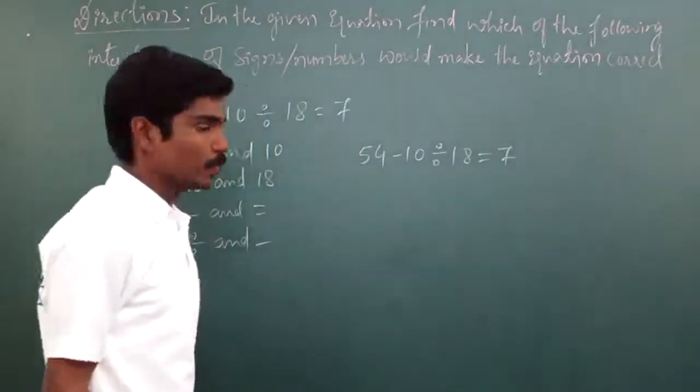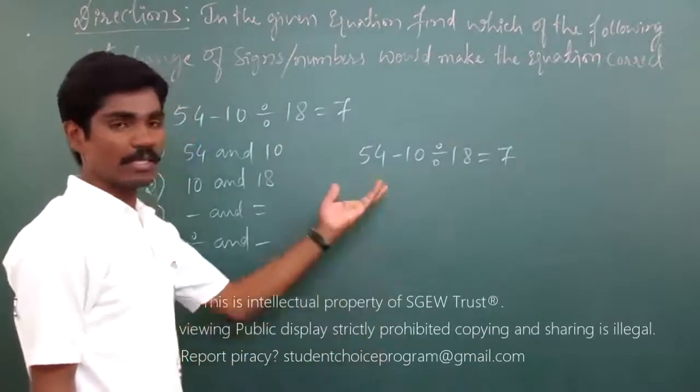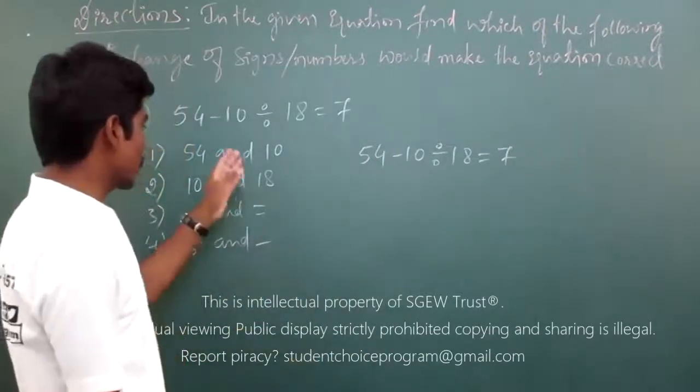Now what we have to do? We have to replace the given numbers or signs. That means we have to interchange the given numbers or signs according to the given options.